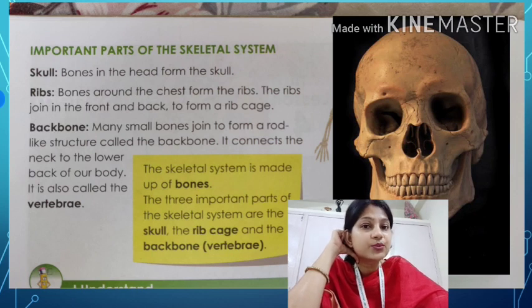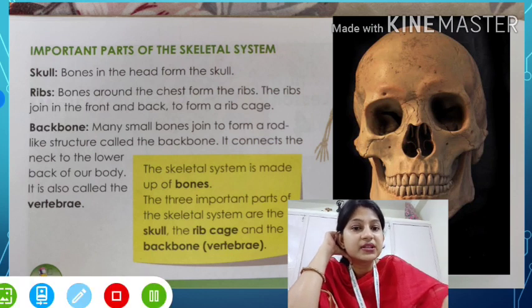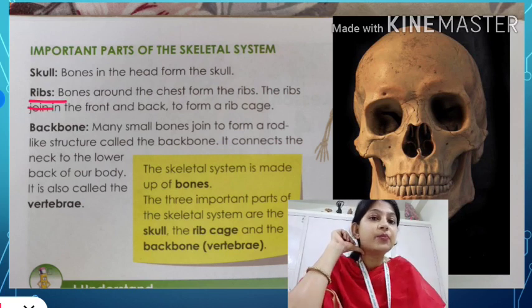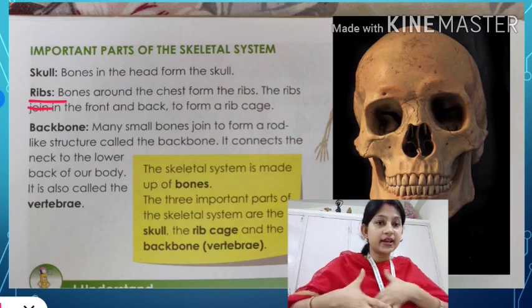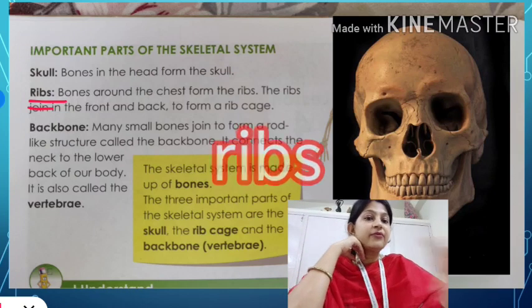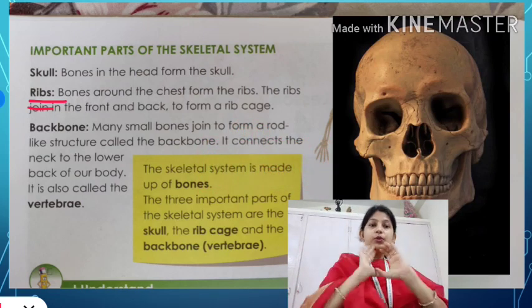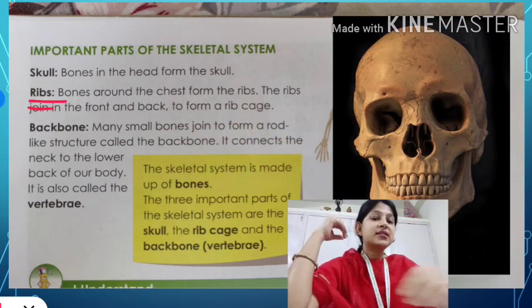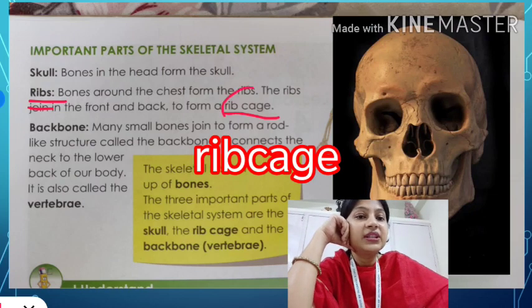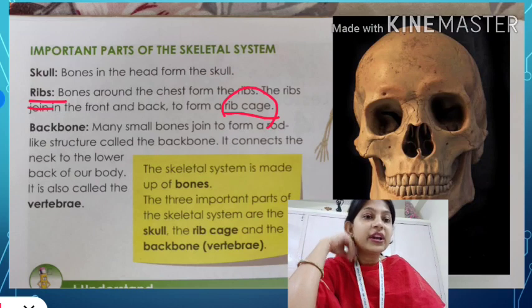Then comes the next bone, that is ribs. See here, ribs, R-I-B-S, ribs. These are bones that are present in our chest area. This area, these bones are present. Okay, and from here to the back side, both sides, they form a cage-like structure. That is why they are called the rib cage. Okay, they form this cage-like structure, so they are called the rib cage.